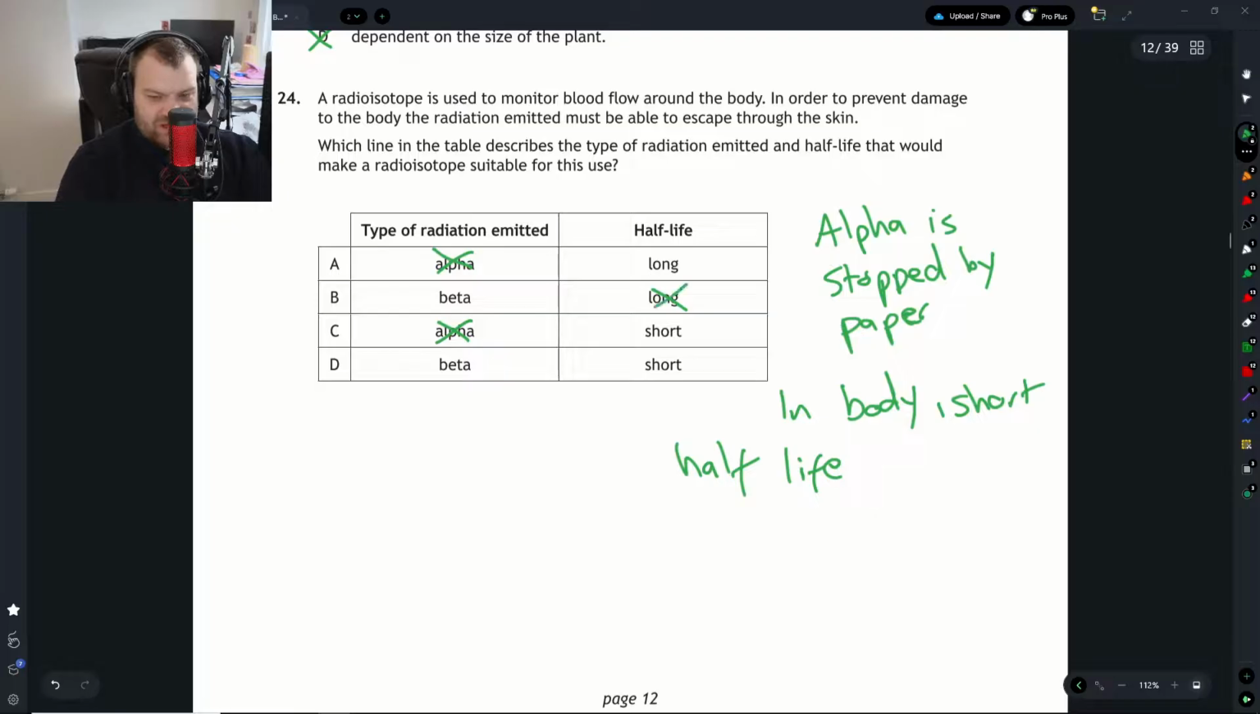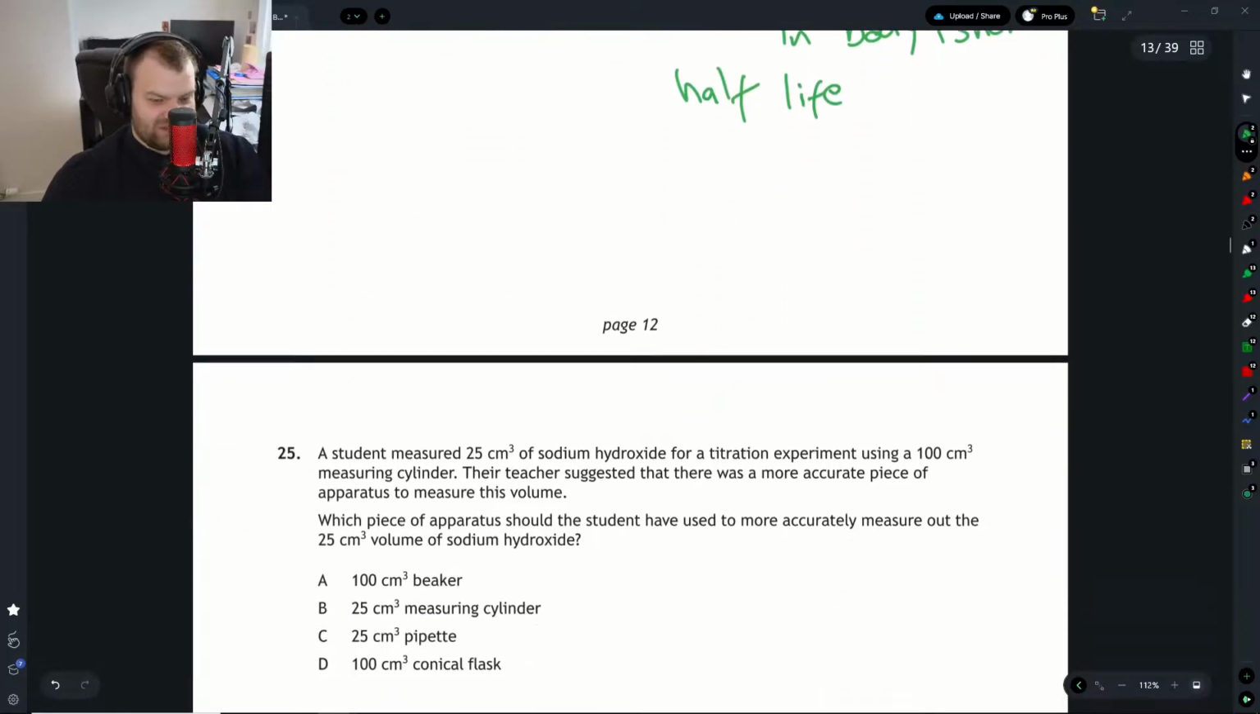This means that our correct answer has to be C. There are some situations you do want it to last for a long time. You'd be looking for a half-life that's a bit longer, or you might want something that goes through a lot more things. So gamma is the most penetrating. It will go through more, stopped by thick lead. In some situations, that's a good thing. Here, D is the best option.